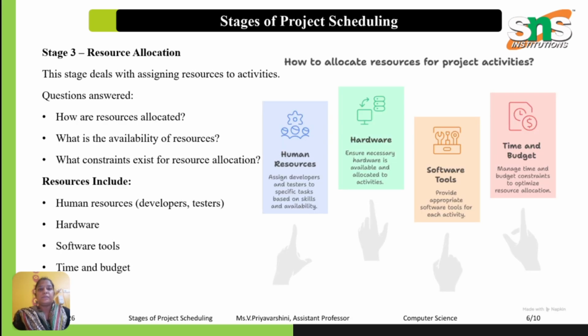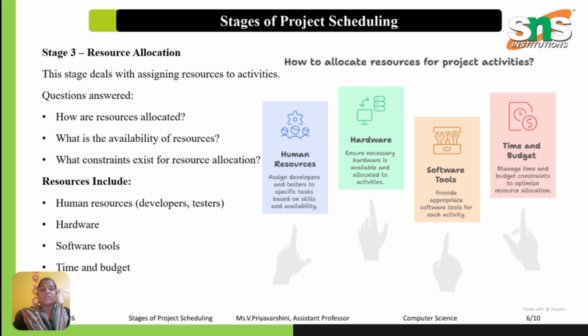Next is resource allocation. Resource allocation means assigning available resources to project activities. Types of resources: human resources, such as project manager, developer, tester. Hardware resources are computers and servers. Software resources are programming software, databases, testing tools. Financial resources are budget and maintenance cost.